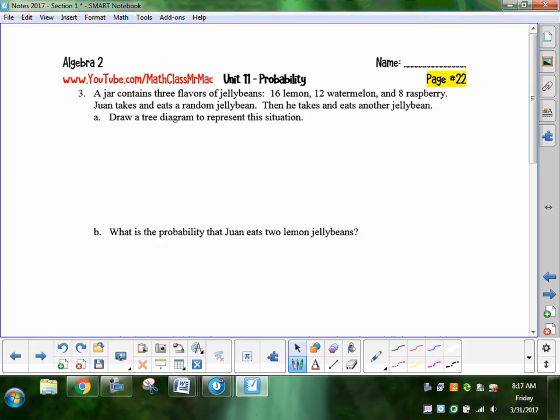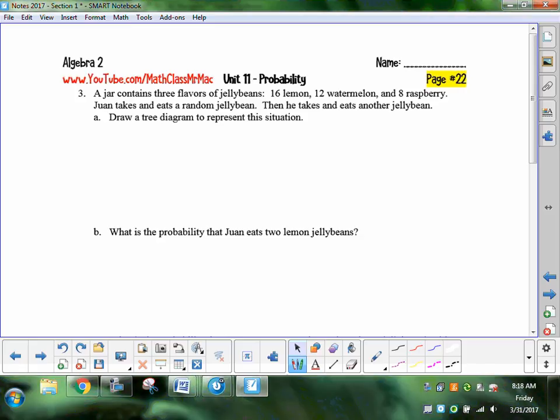I think we can bang out these next ones. A jar contains 3 flavors of jelly beans. Someone takes one out. We need to draw a tree diagram to represent this situation. This one's actually going to be slightly awkward. We're going to label the probabilities as well. How many branches am I going to have, Maddie, coming off of the first decision? 3.